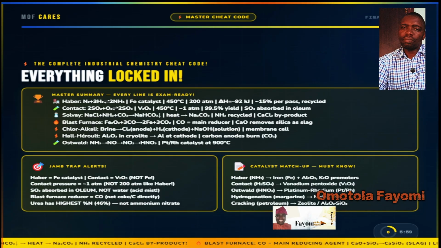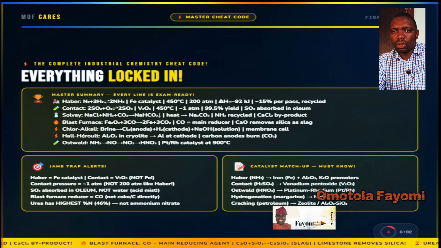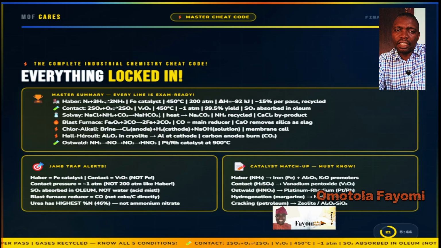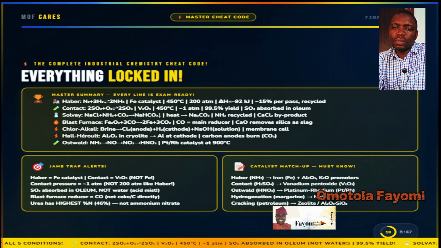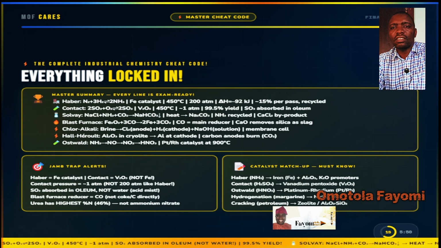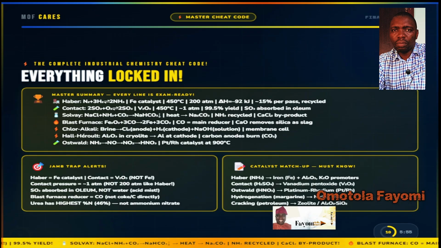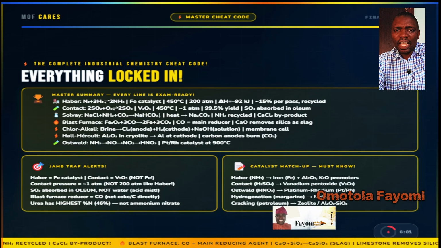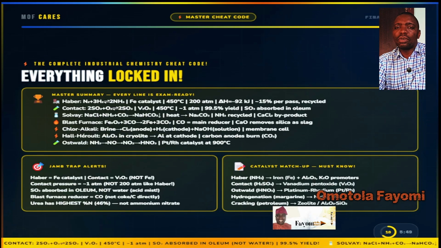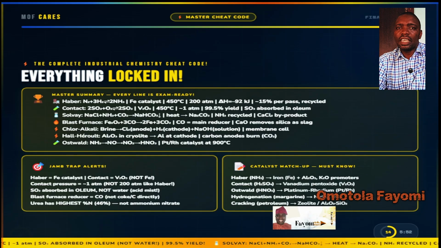What about Solvay? That's sodium chloride + NH3 + CO2 + H2O gives NaHCO3 precipitate. Heat the NaHCO3 to get Na2CO3. Ammonia is recycled. The byproduct here is calcium chloride. What about the blast furnace? Fe2O3 + 3CO gives 2Fe + 3CO2. Main reducing agent is CO, that's carbon monoxide. Limestone removes silica impurity as slag. CaO + SiO2 gives calcium silicate, that's CaSiO3.